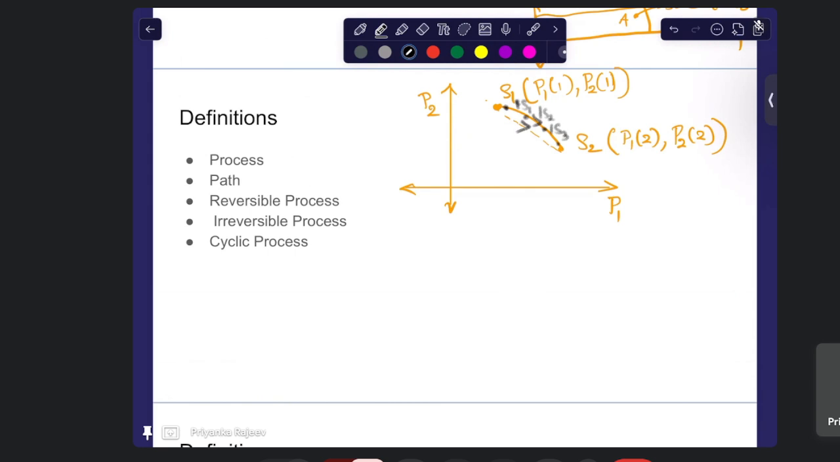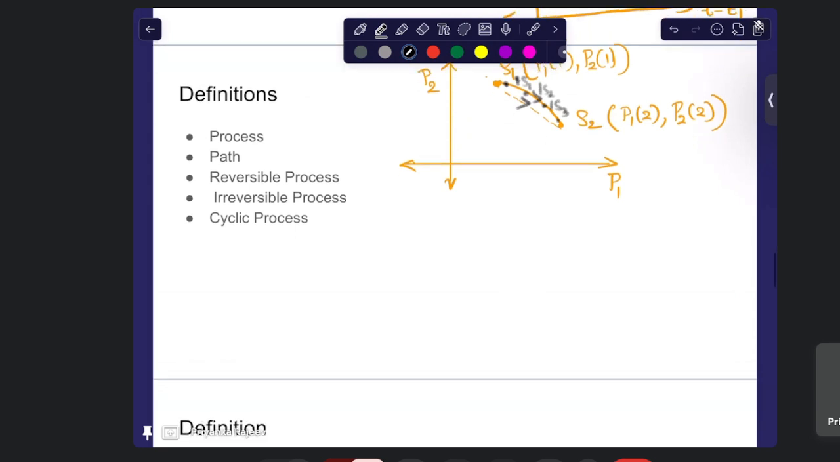Then you have got an irreversible process, which is when you take the system from state 1 to state 2 and then you restore it back. There is some sort of a permanent effect which cannot be restored back from the system or the surroundings. So that is called an irreversible process.